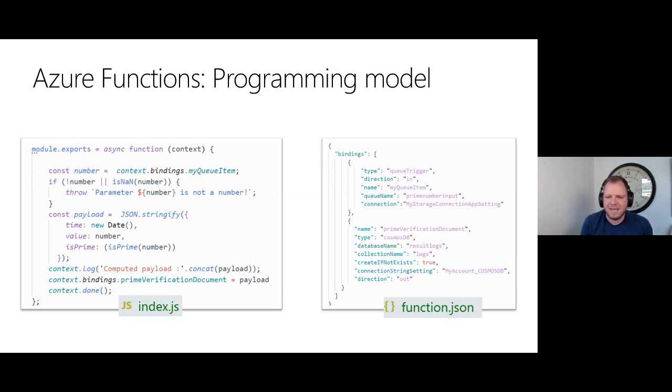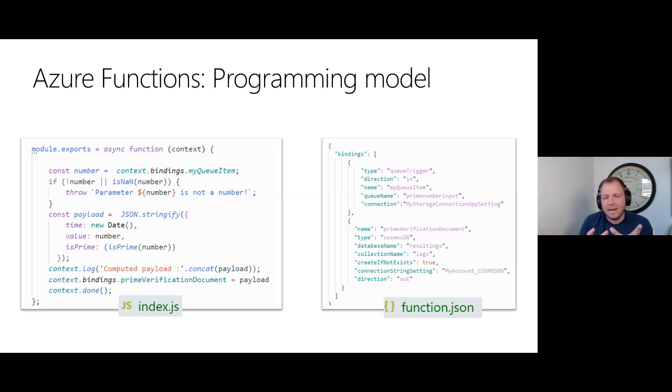Likewise, the same happens for the output bindings. In this case, we're writing to Cosmos DB, to our database. You can see that that is called prime verification document. And rather simply at the end there, we've just defined a payload in this code on the left with some JSON information in it. But if you look at the second from last line, we're just writing context.bindings.prime verification document equals payload, which is basically saying chuck this payload into that database.